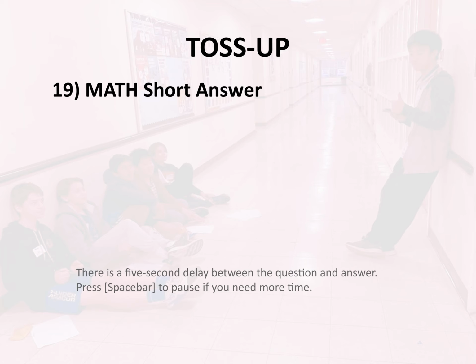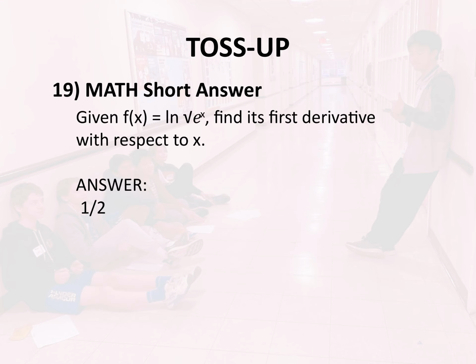Toss-up 19. Math. Short answer. Given f(x) equals the natural log of the square root of the quantity e to the x, find its first derivative with respect to x. Answer: 1 over 2.